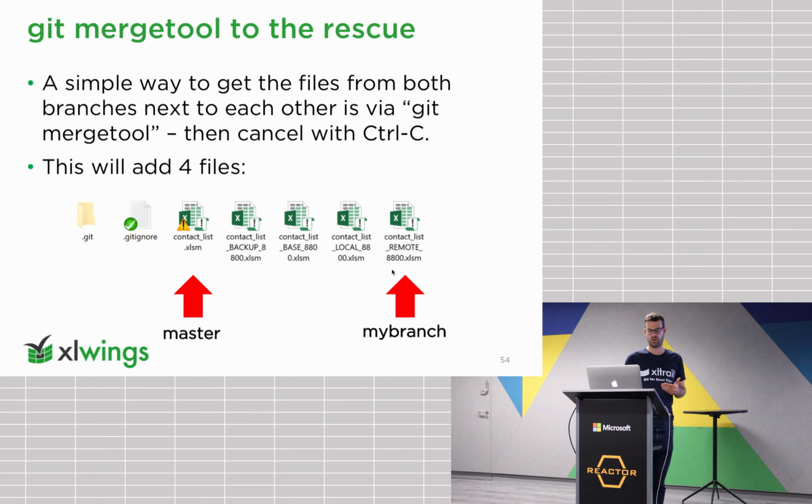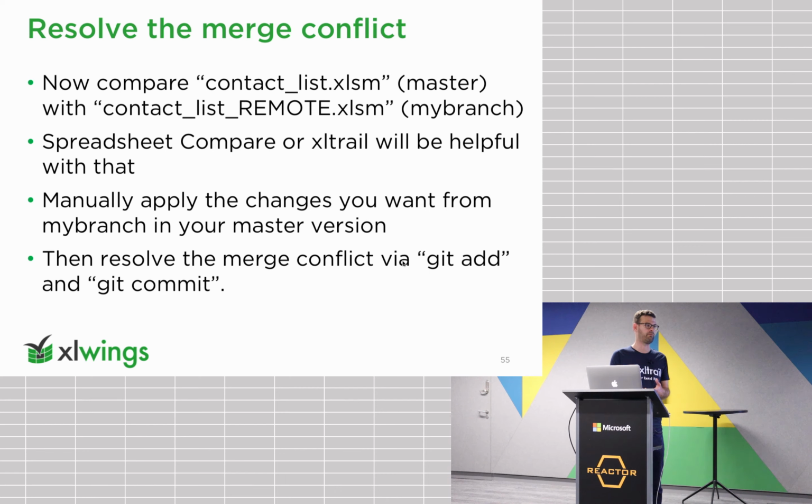And now, while you are in that merge conflict resolution state, you have both versions of the files here. You have the original here, which is my master version, and then you have the remote version, which is really the version from my branch that I'm trying to merge in. At this stage, you can move on and use, for example, Spreadsheet Compare that I showed you before, put these 2 files in and see what the difference is, and then manually take over the changes from my branch that you want to apply to your master branch.